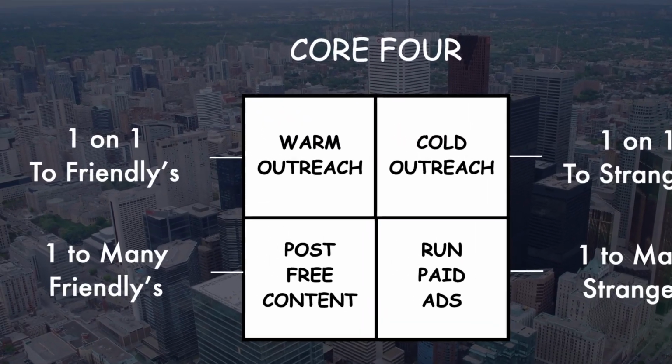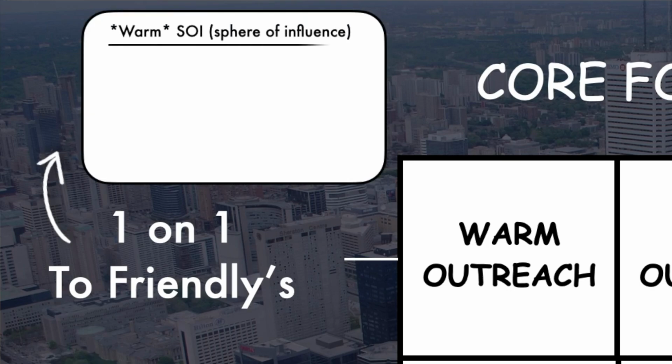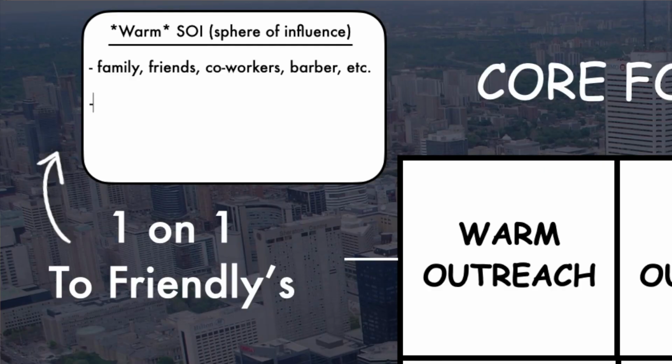First on the list is one-on-one to friendlies. This is your SOI, your sphere of influence. Get as many names as you can into your CRM, or at the very least, a Google Sheet for now. This is family, this is friends, co-workers, this is your barber even, this is a mechanic, anyone you know that you can possibly be doing business with that's close to your sphere. Get their name, email, socials, and ideally phone number and address into your database.